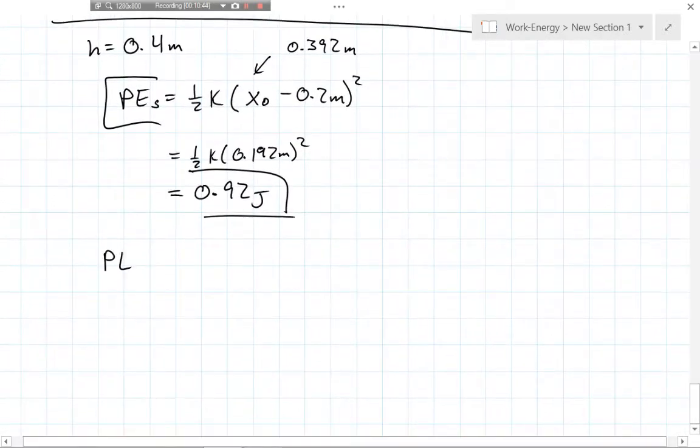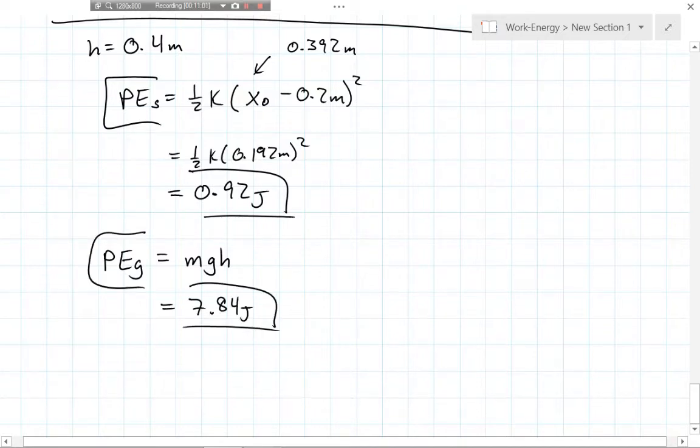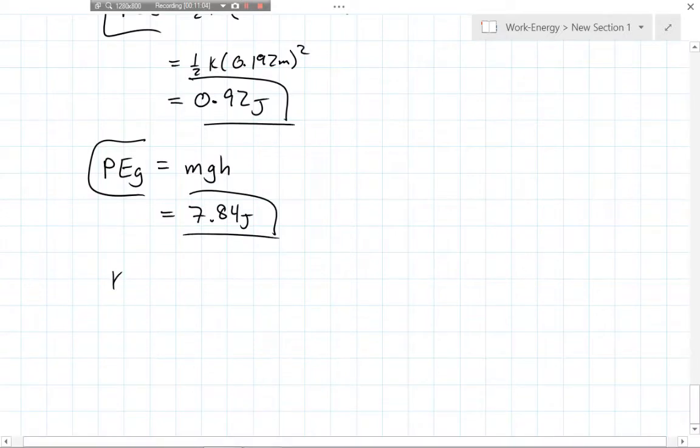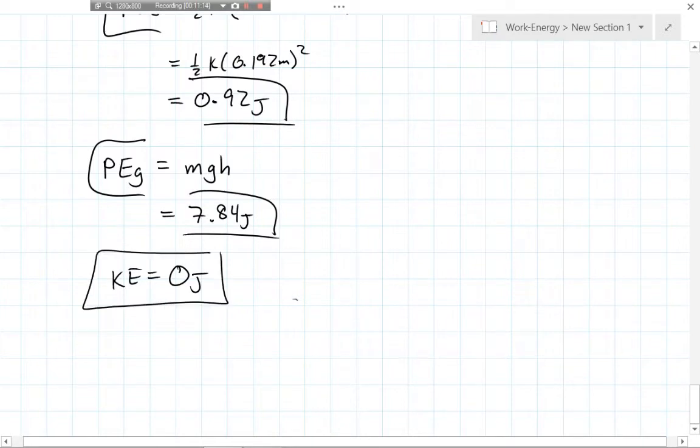Now the gravitational potential energy is still mgh. In this case, h is 0.4 meters. If we plug 0.4 meters into this, we see that the gravitational potential energy is going to be equal to 7.84 joules. Lastly, we have the kinetic energy. Remember that when the mass reaches the top of its trajectory, the velocity is going to be 0. So this means the kinetic energy will also be 0 joules.